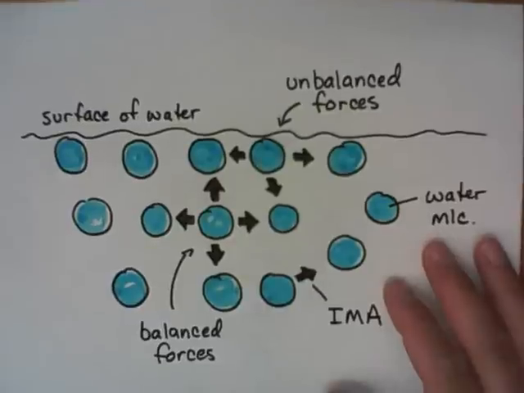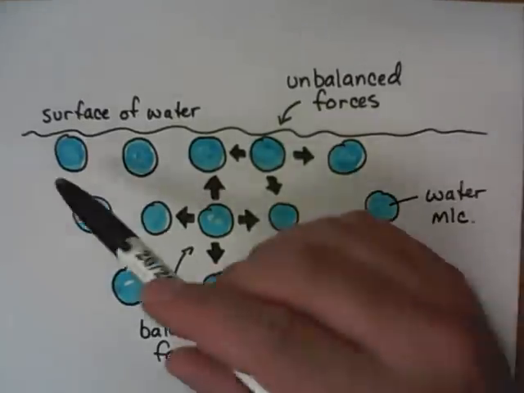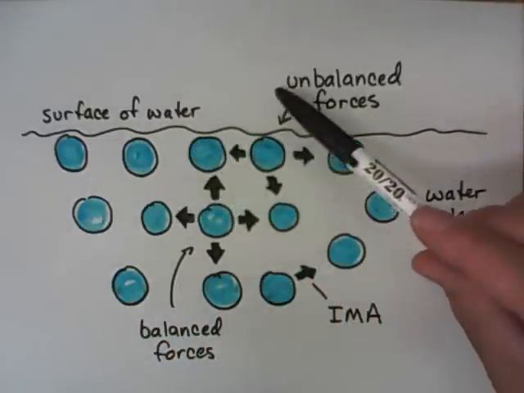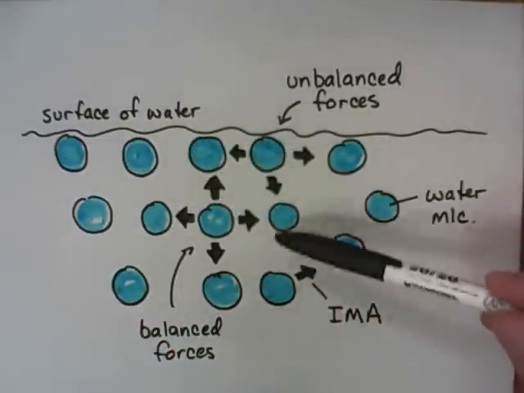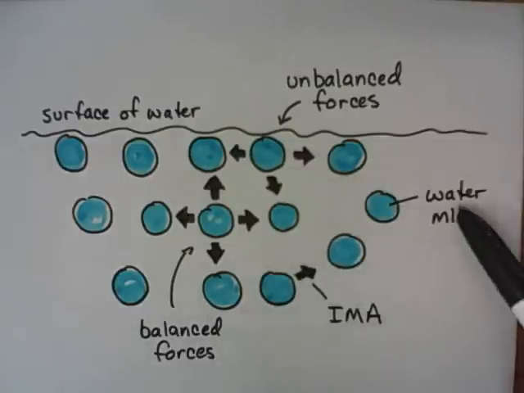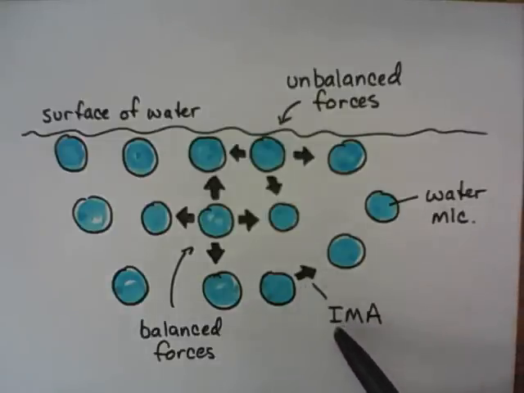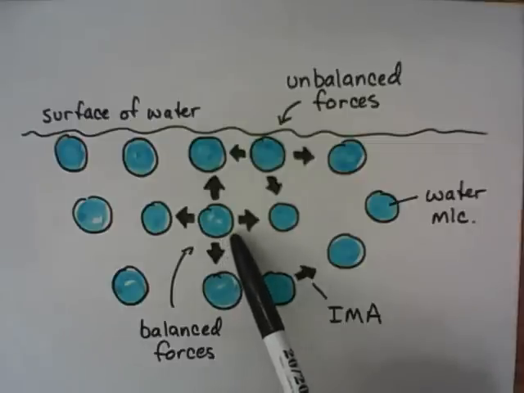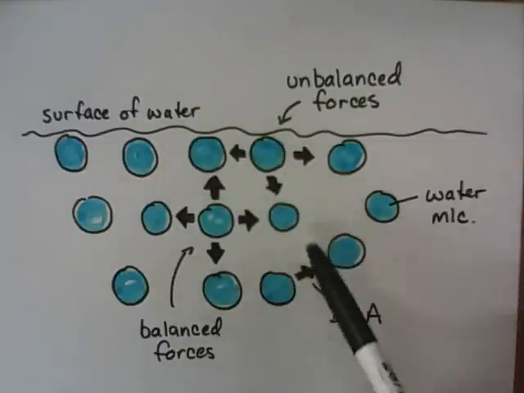Now, what happens in the water? This is the surface of the water. There are no water molecules above this, but there are plenty of water molecules below. The little blue circles are going to represent water molecules, and the little black arrows represent these attractive forces. Now, I want you to first off look at this water molecule. He's floating around in the middle of the bubble, middle of the water.